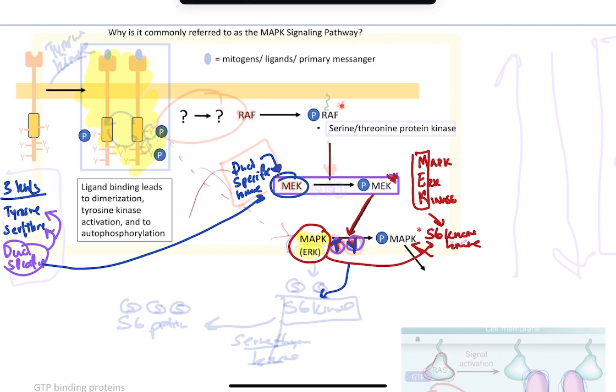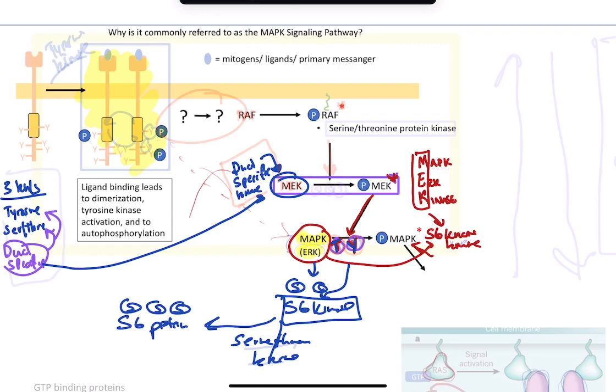Remember all the things downstream here, right? Like the S6 kinase, and how that had only serine residues. Okay, so that means this MAPK is just a serine threonine kinase. The S6 kinase phosphorylated the S6 protein. But where did it phosphorylate it? On the serine residues. So that means this S6 kinase is also a serine threonine kinase. All right, good. So we have a bunch of serine threonine kinases.